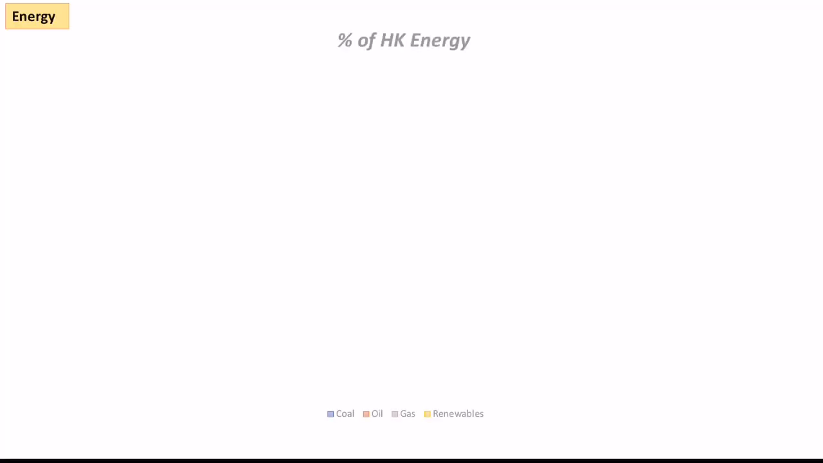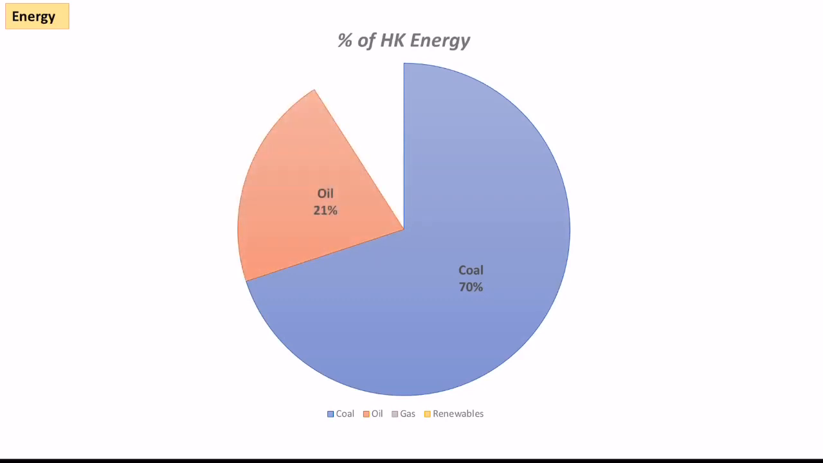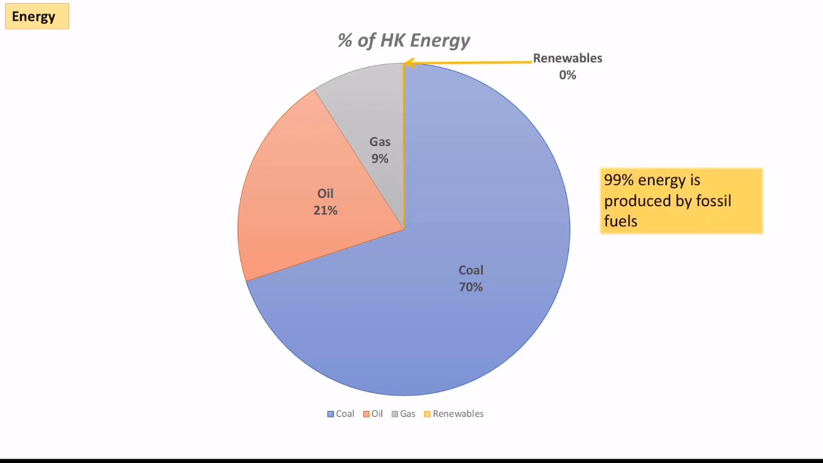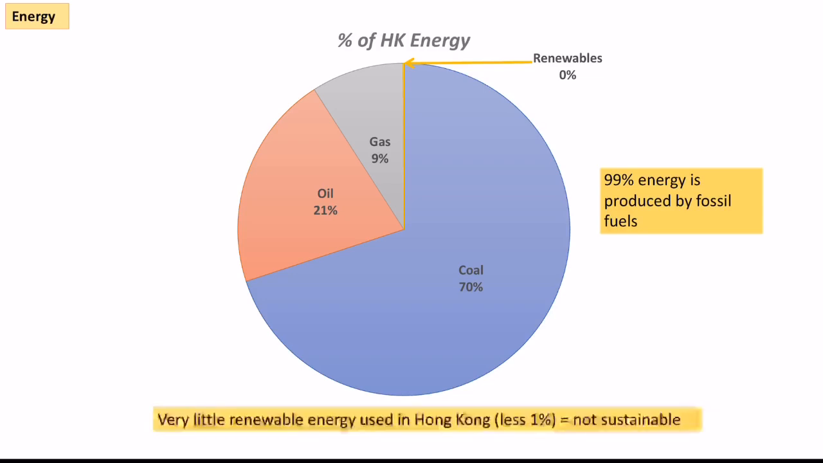In terms of energy, we can see from this pie chart, this is where all of the energy sources are in Hong Kong, that 99% of it is produced by fossil fuels. This is a pretty significant problem because very little of that energy is renewable, and therefore this is not sustainable for the long-term future. Also, because it doesn't have many natural coal fields or gas fields or oil, all of that coal will be imported from places like China, so it's reliant on China for that.